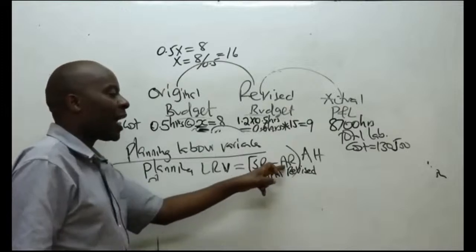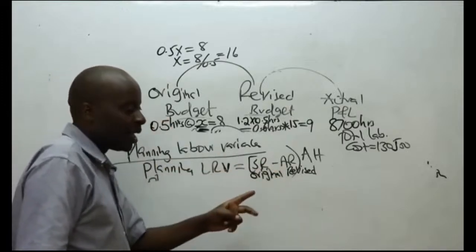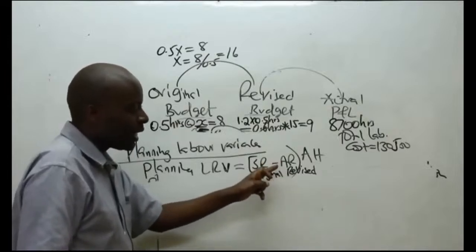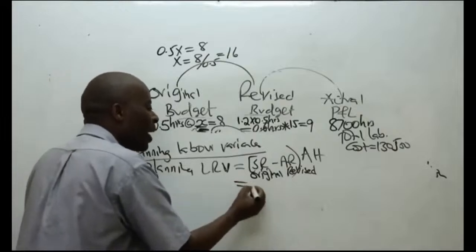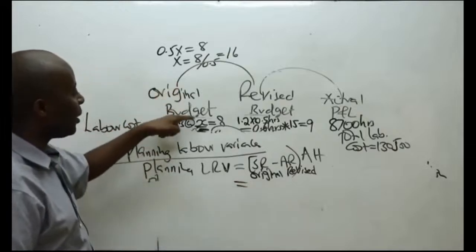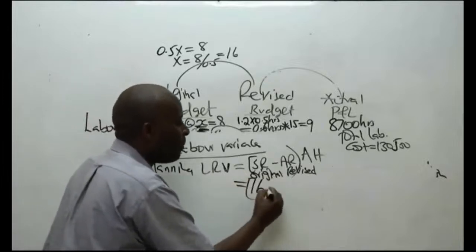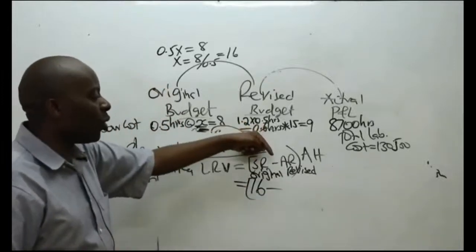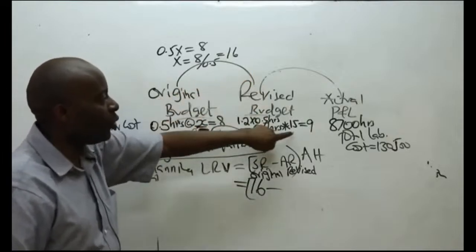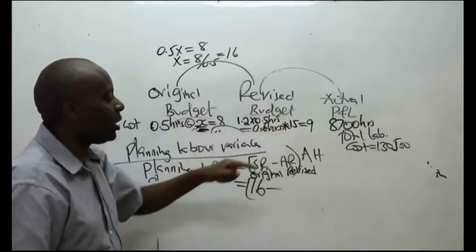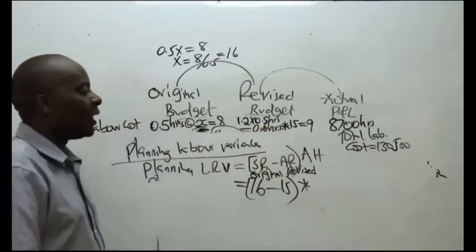Even if it's reading actual, you know at the back of your mind this is just for guidance purposes. Otherwise, this should be the revised rate. So the original standard rate per hour, you guys gave me a figure of 16, minus the rate which is revised, which you guys have given me as 15 per hour, multiplied by the actual hours.